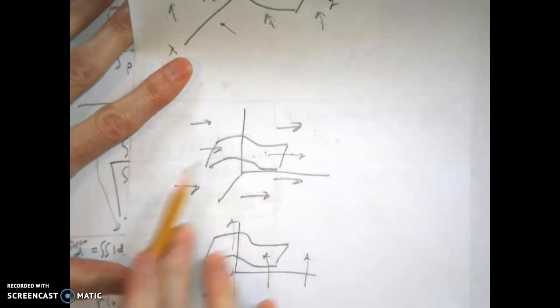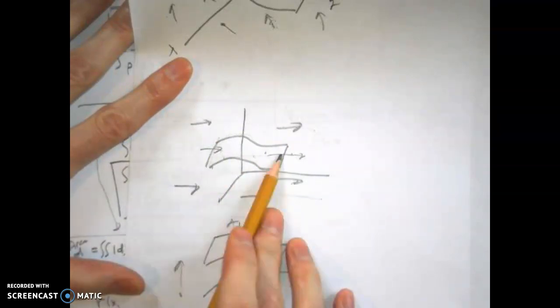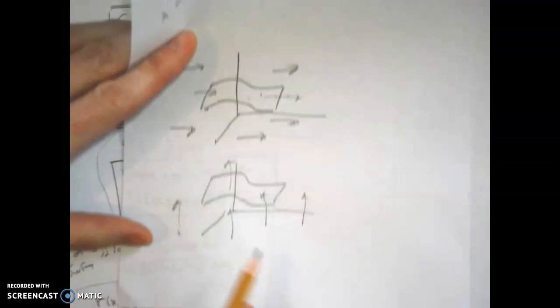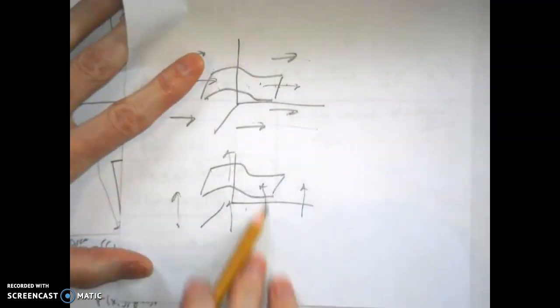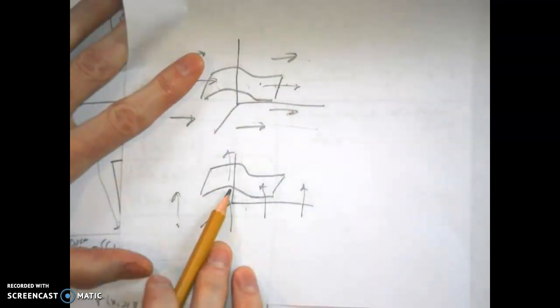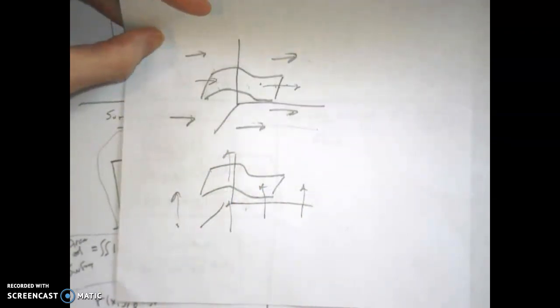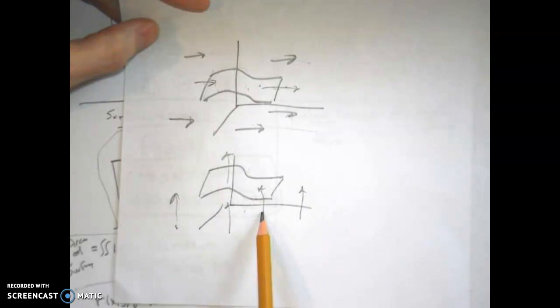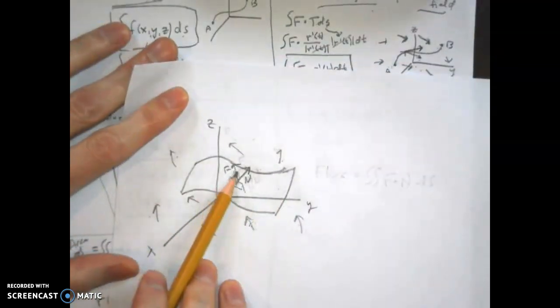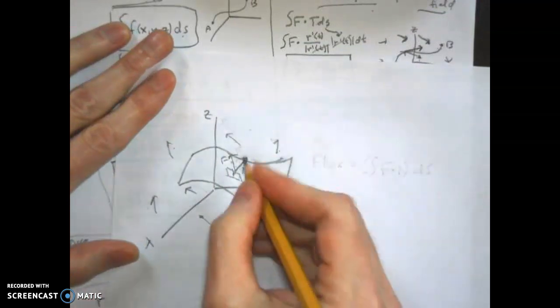Well, if it's passing right above or right below, not as much is passing through the surface. But if your water is flowing this way, there's a lot of water passing through this surface. In order to find how much is passing through the surface, you're going to take that vector field and dot it with the normal. That gives you the component of the vector field that is traveling in the direction of your normal.